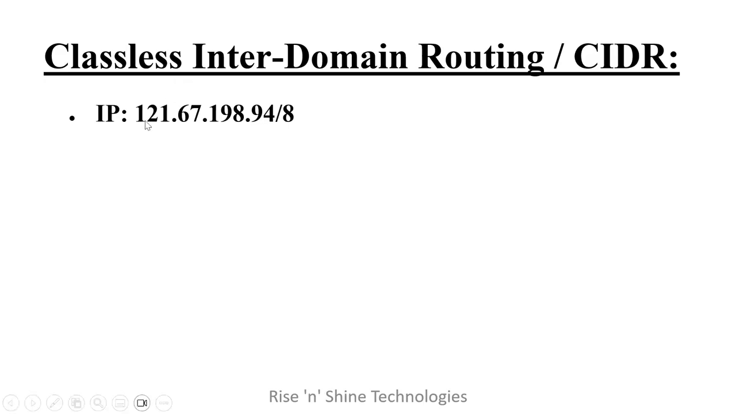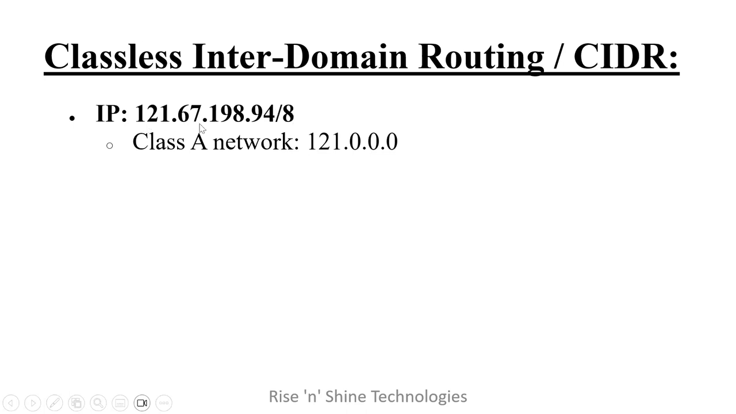But in classless, you don't need to worry about which class it belongs to. Forget about that. By observing this /8, we can understand which subnet it contains, whatever the class. If it is class A, we have the first octet for the network and the remaining 3 octets for the device. That's why we say 256 into 256 into 256, a huge network that we can have. But even class A we can split into small units. We will come back to what the /8 notation is.